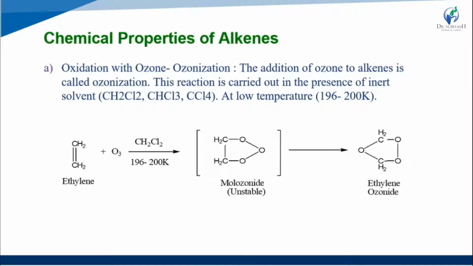In the presence of CH2Cl2 and at a lower temperature, that is 196 to 200 Kelvin, we get the molozonide, which is an unstable product of the ozonide. Then further stabilization occurs, making the ethylene ozonide. So this is the ozonization process.